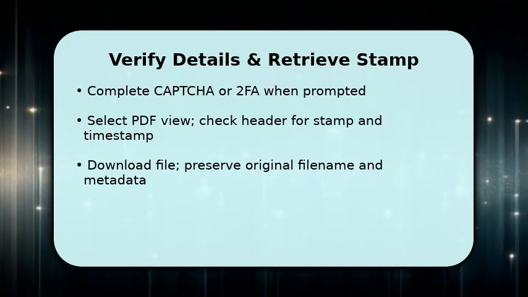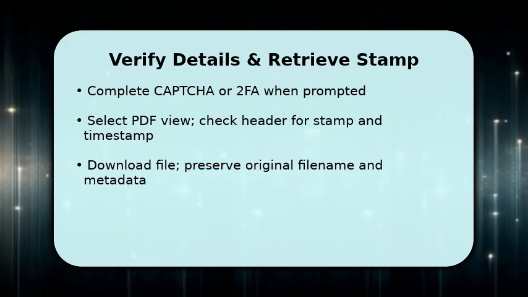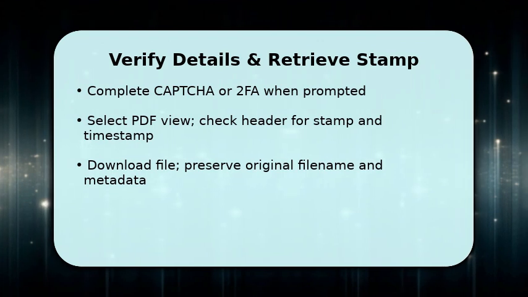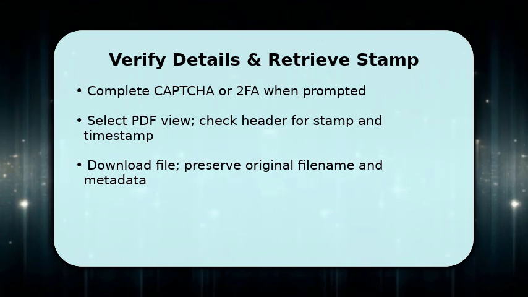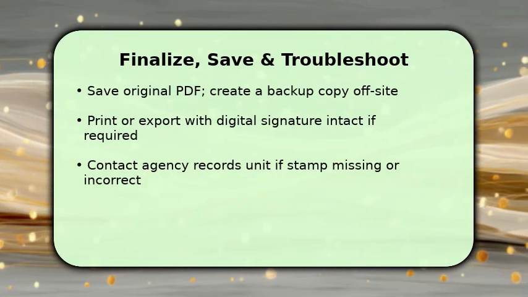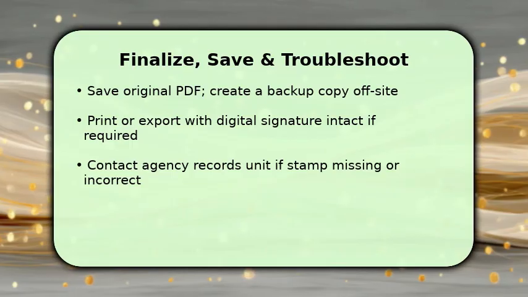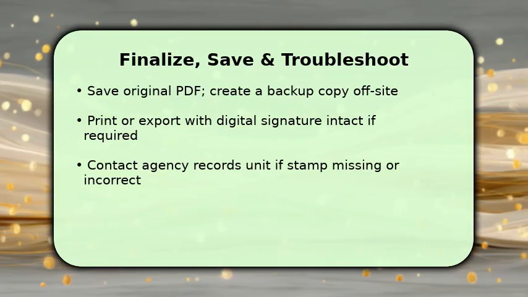Once downloaded, open the PDF and inspect the header and footer where the digital stamp and certificate details are. You finalize by saving the original PDF in a secure folder and making an external backup. This preserves the stamped record if you need it later.